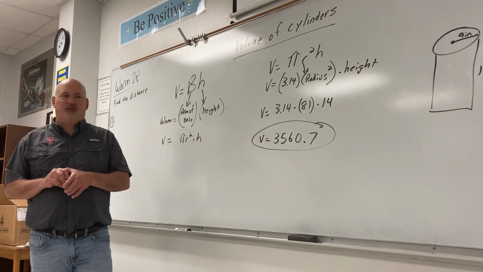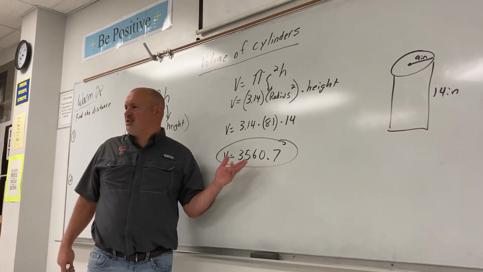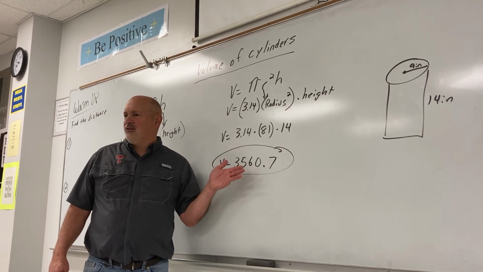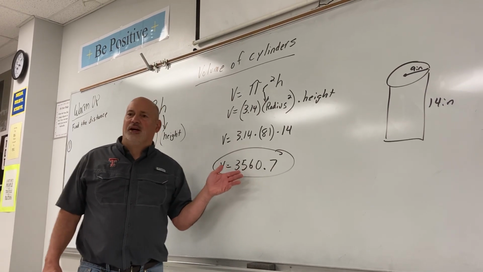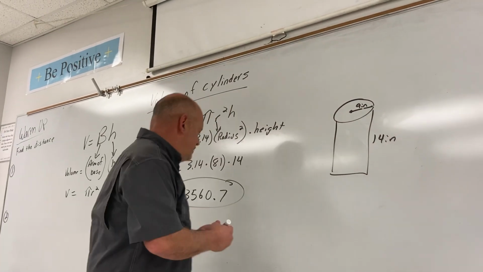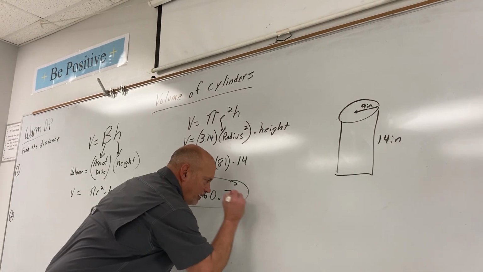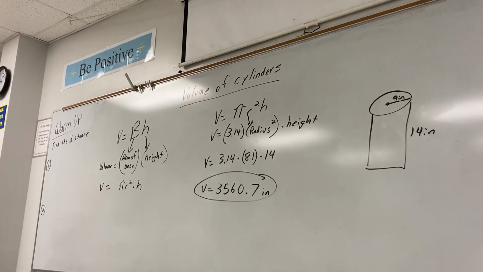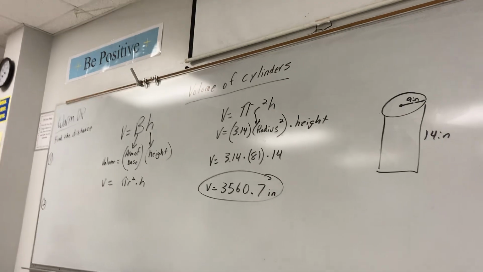Now I got a question. We need to label this. Is this feet, inches, money, dogs, people, eyeballs? It's not eyeballs? No. Dang, okay. Now, so we are going to put inches. And we need a little number next to the inches. Are we going to put inches squared? Or are we going to put inches cubed?